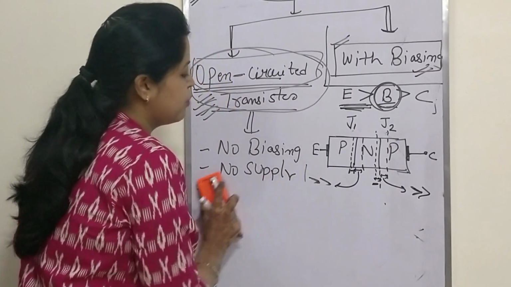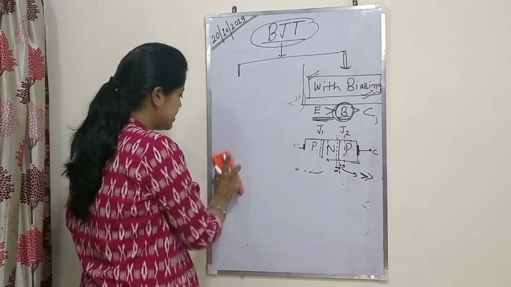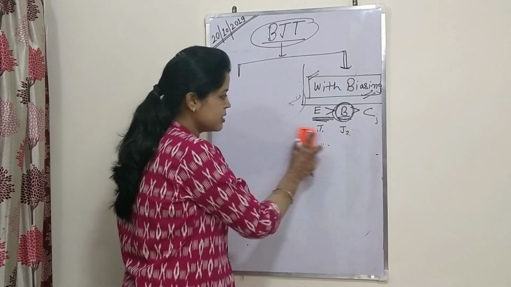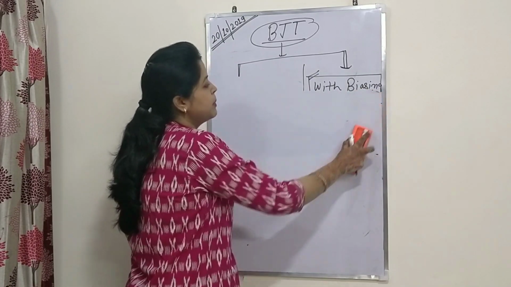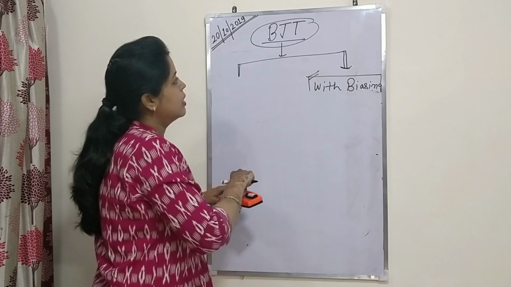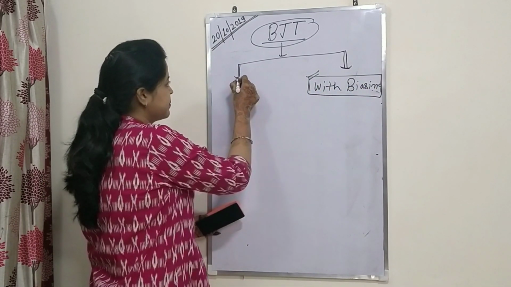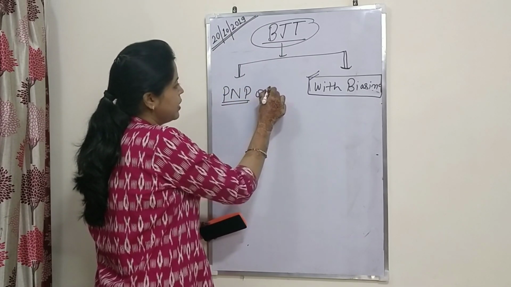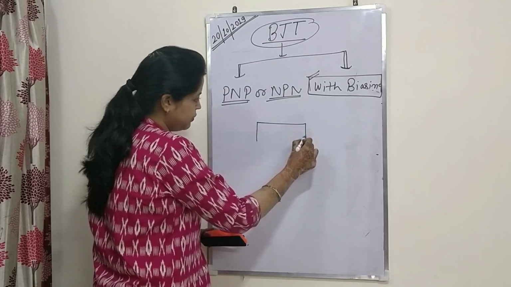Now the next is what will happen when the transistor is biased, how the biasing takes place, how the batteries are connected with the two junctions. So now we will go with the proper biasing, how the transistor is biased. So PNP or NPN, just take any one of them.